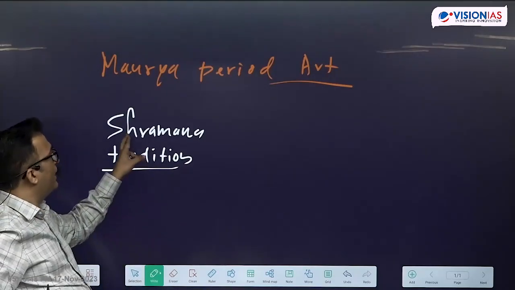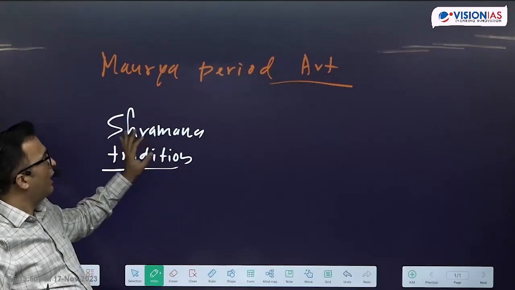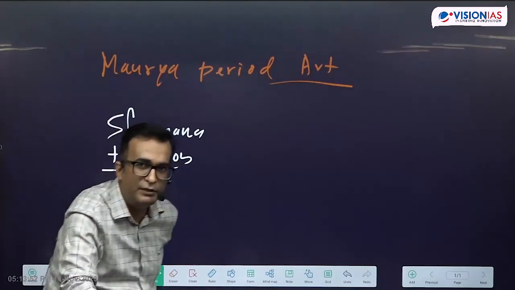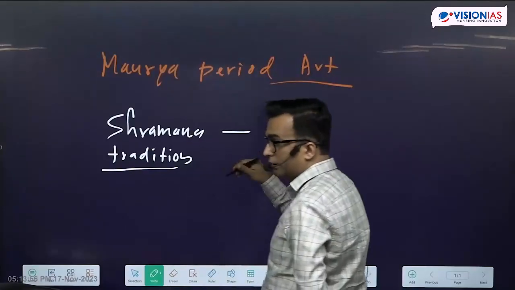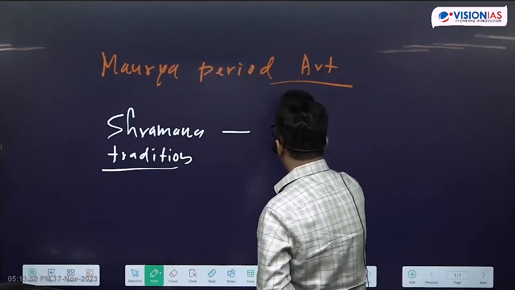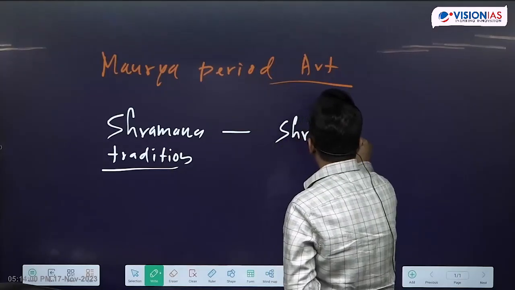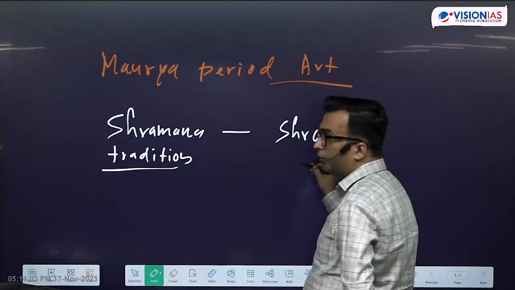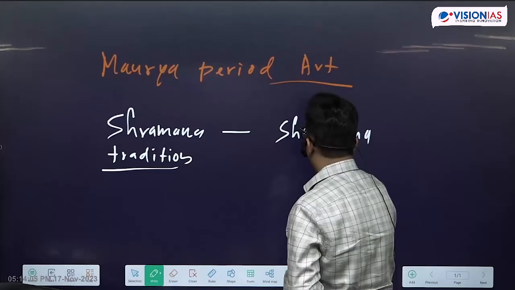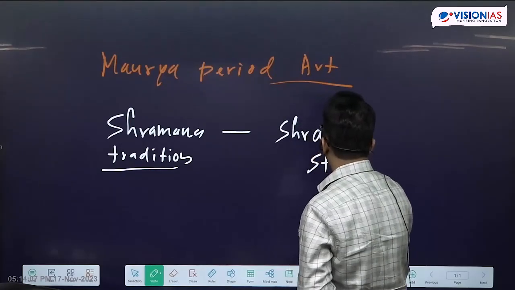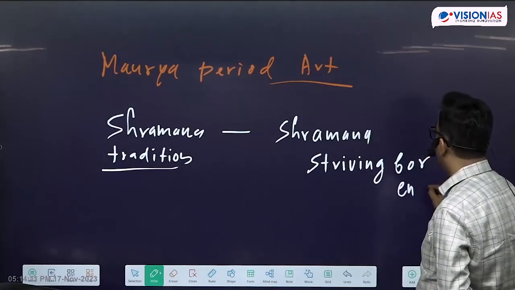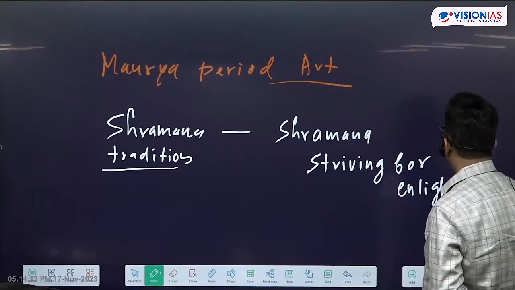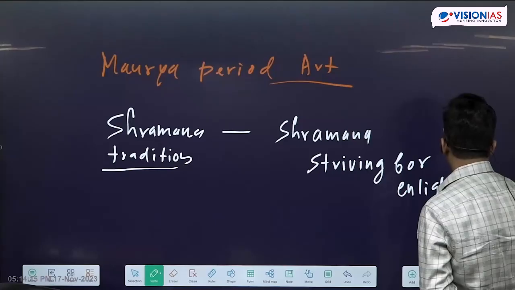So mention a little bit of this. First you write this title, and in this title first write the meaning of the word Shramana. In the meaning, write that it is derived from the Sanskrit word Shraman, which means striving for enlightenment.